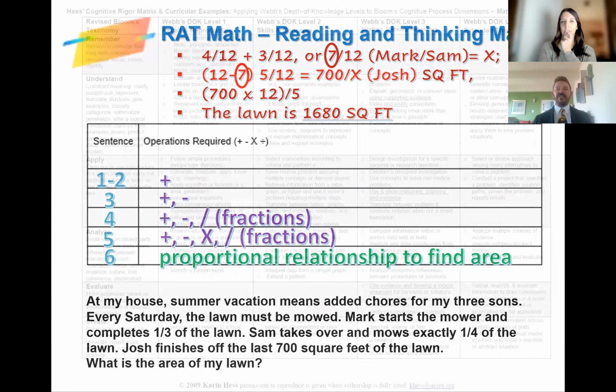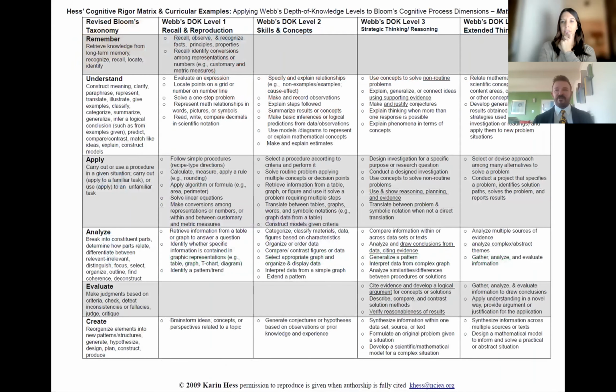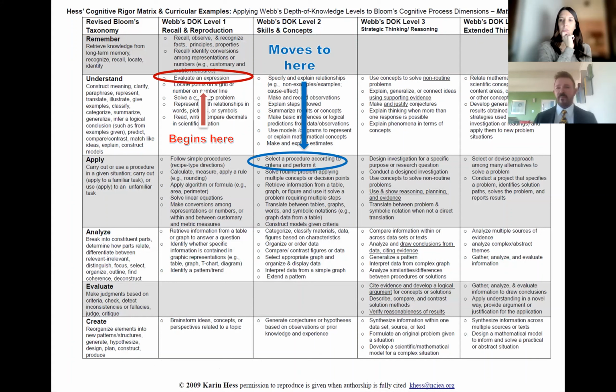So let's look at the levels of rigor that this goes to. When this strategy of RAP math starts, it's really just starting up here at DOK 1, Bloom level 2, understand. I'm just evaluating the expression, kind of going through and just making some guesses, maybe making some conjectures about what operations I'm going to be using. Eventually, I start to get to here where I'm having to select a procedure according to the criterion, performant.